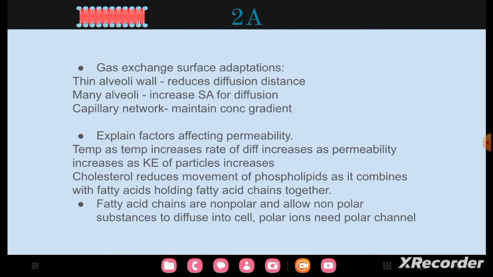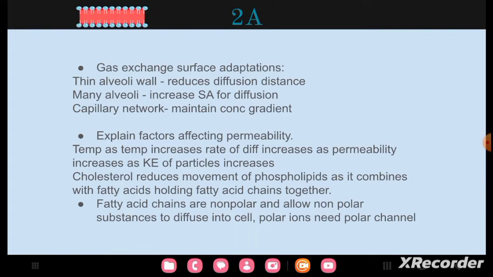Temperature, because as temperature increases, the rate of diffusion increases. Permeability increases because the kinetic energy of molecules in the membrane increases, so they move more, and the phospholipids move more. Cholesterol reduces the movement of phospholipids as it combines with fatty acids, holding the fatty acid chains together in place, so phospholipids move less. It's vital to say phospholipids move less.